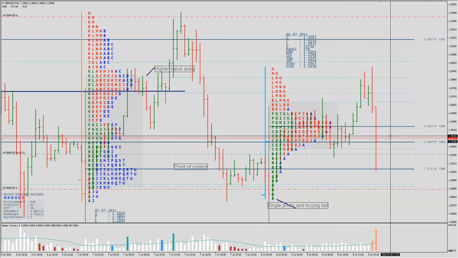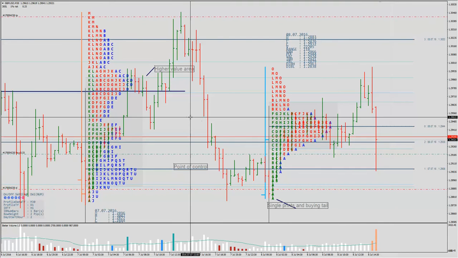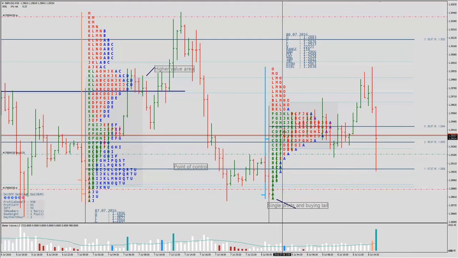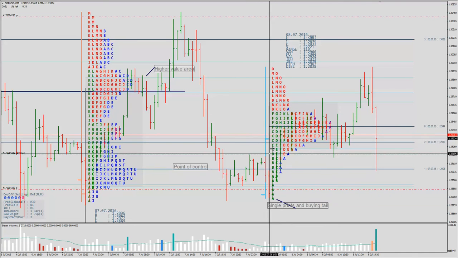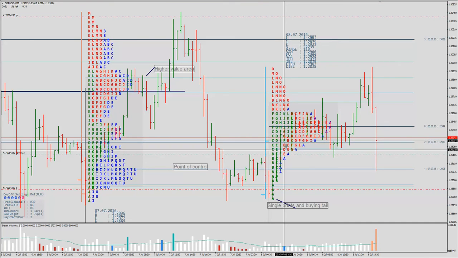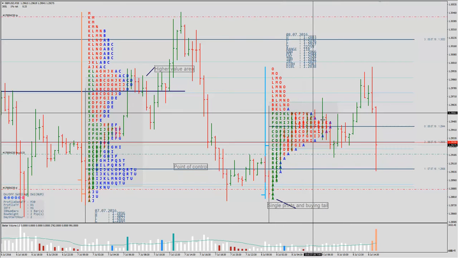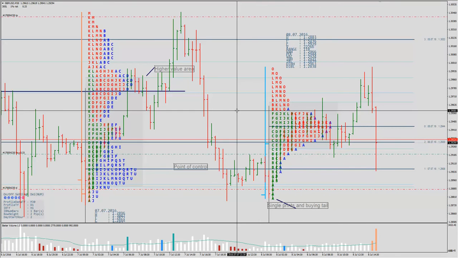Today's market profile. So again, single print starts with A. These green letters are for the Asia session market profile. This red one is for Europe, and the blue one, which we started right now, is for the US session.